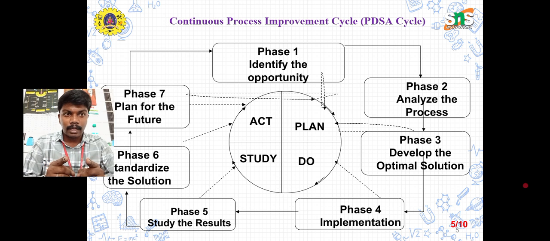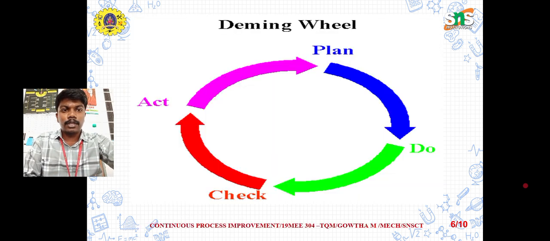Once we create the opportunity and find the process, then we move to the implementation. Then the fifth phase is study the result, which comes under the study area. Then the sixth phase is to standardize the solution, monitor the solution and control the solution. The final phase is plan for the future, which is for the next generation. So this is the overall circuit of PDSA. Here is some graphical representation for your reference.